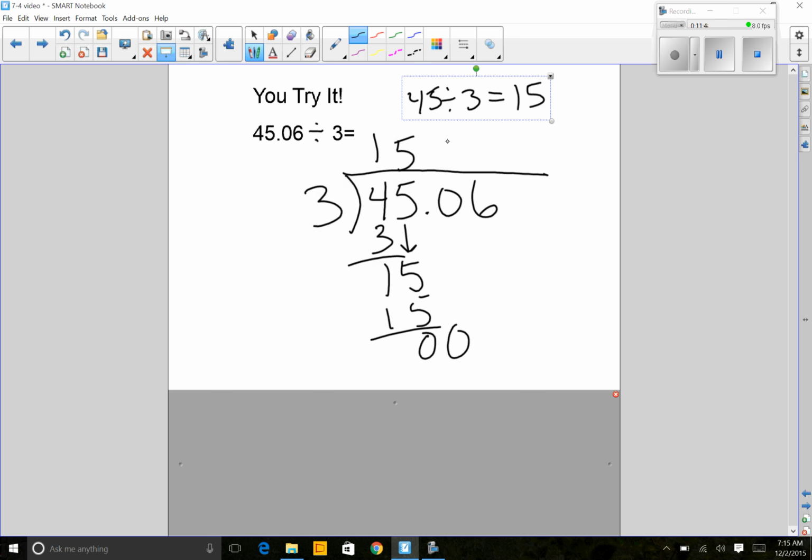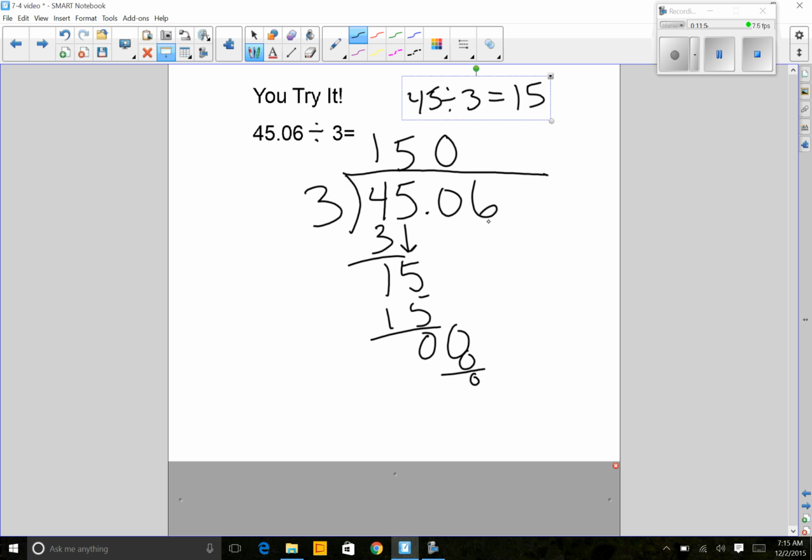And then I'm going to put a 0 here, right? If you want to, you don't have to do that step. But for most people, it makes things a little easier. And then bring down the 6, and 3 goes into 6 2 times. Then I'm going to do my last step. Take that decimal point and bring it up into the answer. And that is how you divide a decimal by a whole number.